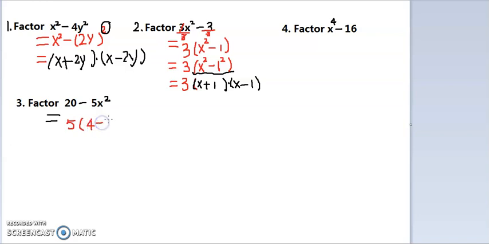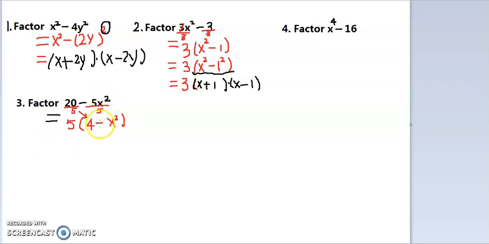If you have trouble seeing it, doing it in your head, you can do division like we did in the previous example. After determining 5 goes into both of them, you can divide each of them by 5. As we can see, 20 divided by 5 gives us 4. And negative 5 divided by negative 5 gives us a negative 1. That 1 is omitted, and x squared will be by itself.